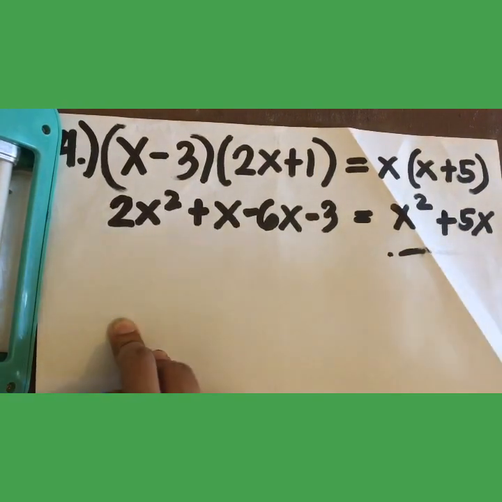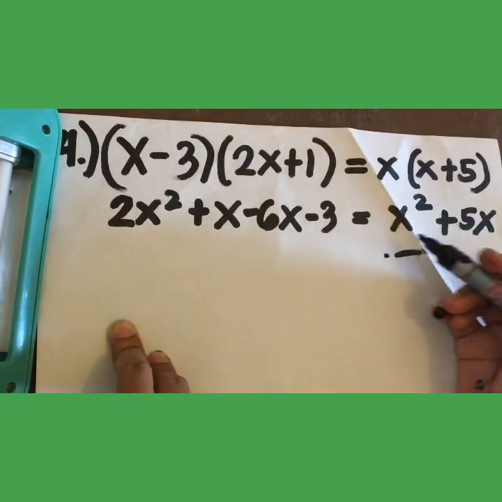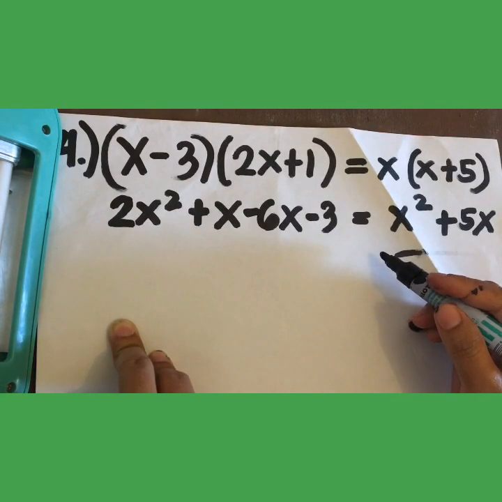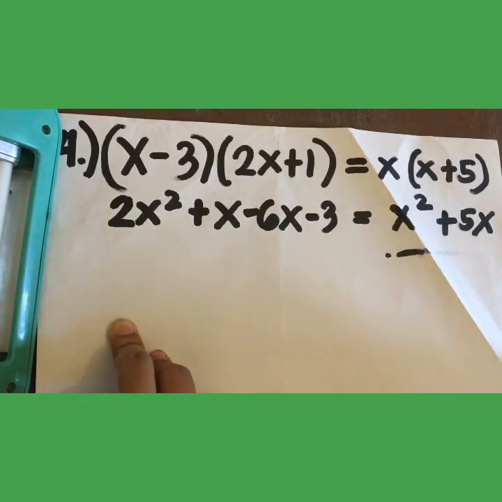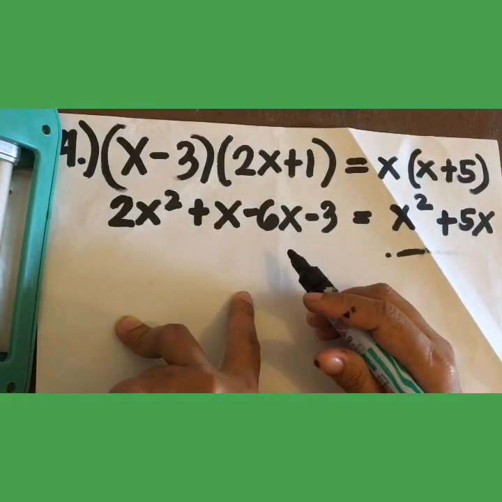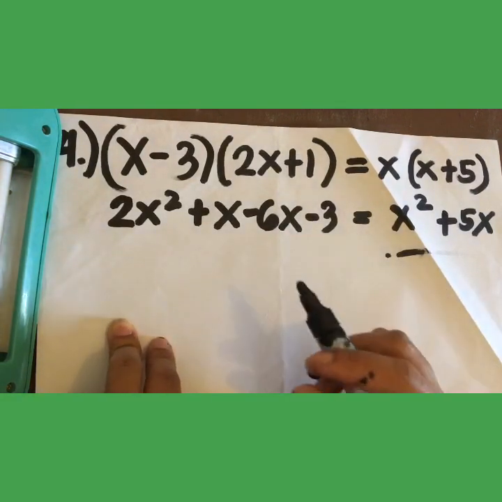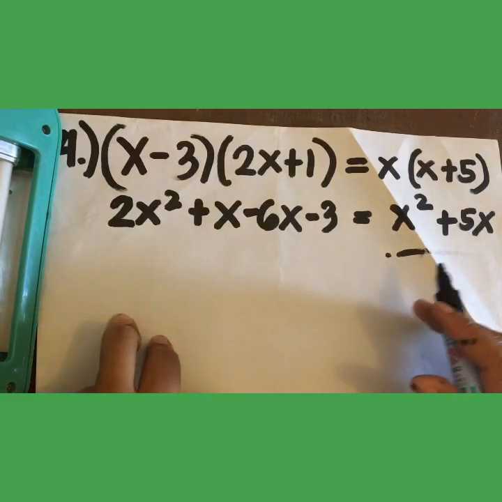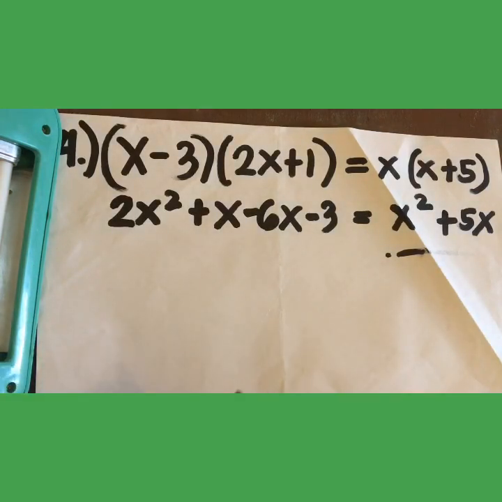It's important to double check your multiplication of the polynomial, so that whenever you go further, you know which term is correct, which term is not correct, so that you can easily spot the error. Kasi mahirap pag humaba na yung solution mo, saka mo palang makikita yung mali.